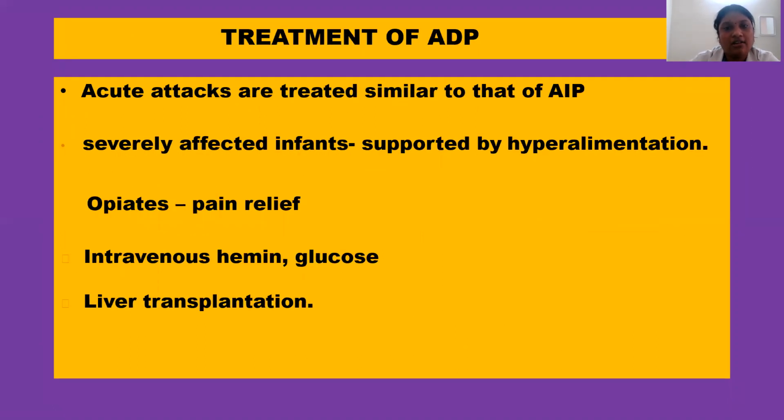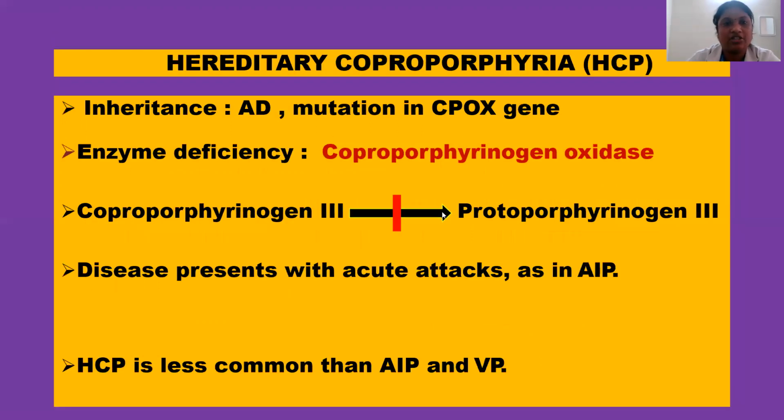How do you treat it? Acute attacks are treated with symptomatic treatment, similar to that of AIP. And the most advanced thing we can do in case of ADP is liver transplantation.